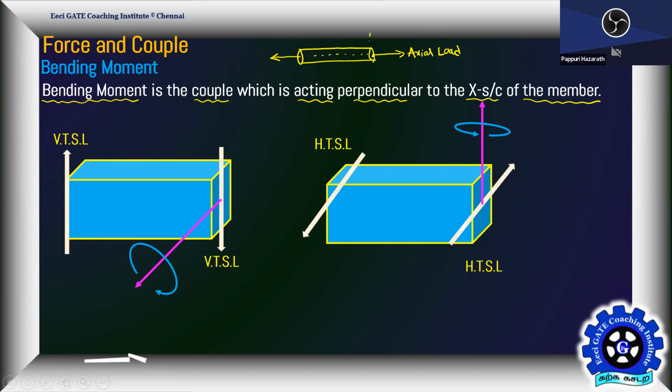This is called transverse axis. Correct? Whenever a load is acting along this, it is called vertical transverse shear load. Are you following? Any doubt here? You should know the names of the different loads. It is a very popularly asked interview question.